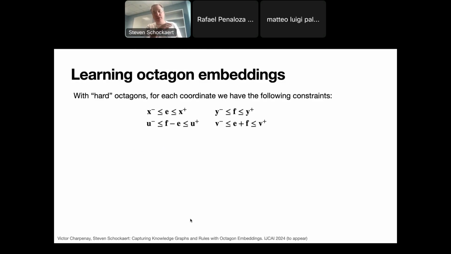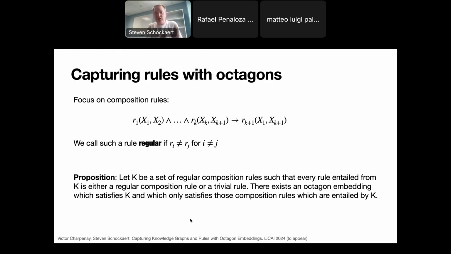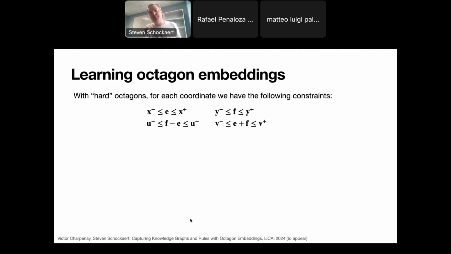And so we have a region-based model that is simple, easy to work with, and expressive in terms of the rules it can capture. So now the question is, does it work in practice? Can we learn these octagons, and how does it compare with existing knowledge graph embedding models? So yeah, the main idea is the following.